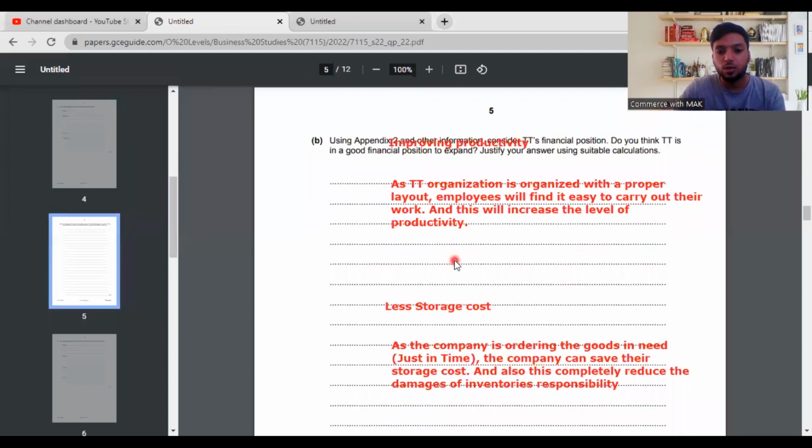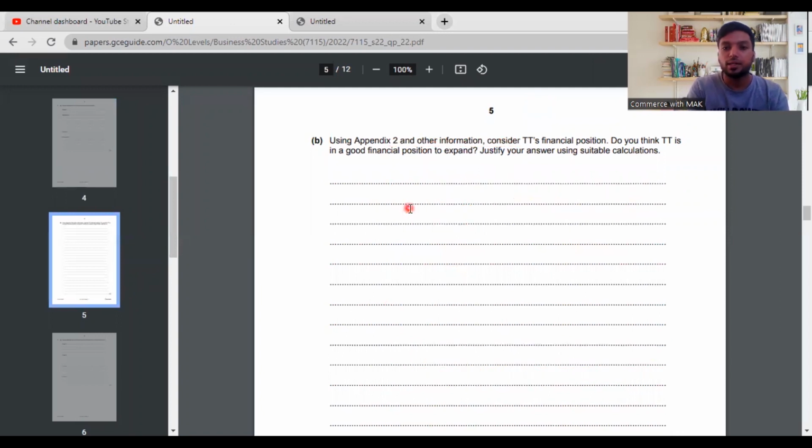Yeah, guys, so let's move on to the next part of the sum. So now we have the question: using appendix 2 and other information, consider TT's financial position. Do you think TT is in a good financial position to expand? Justify your answer using suitable calculations. As I can't do these calculations in the question area, students do the calculation in this area and they start to explain. Don't do that in exams. You should always be specific in writing answers. You should always write calculations on rough paper and then write the exact points on the question booklet.